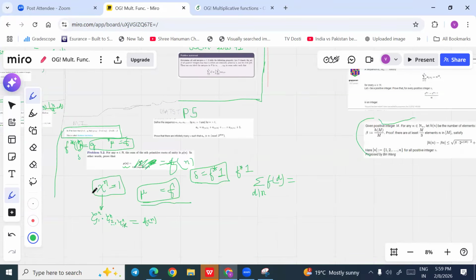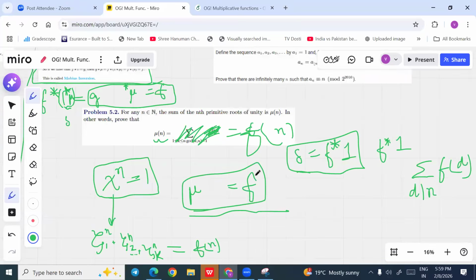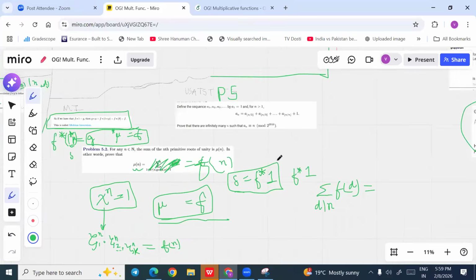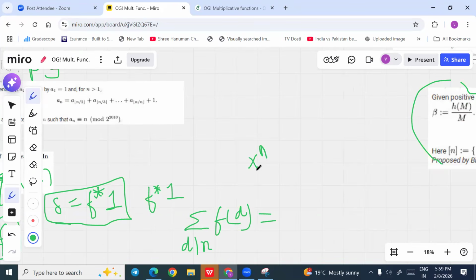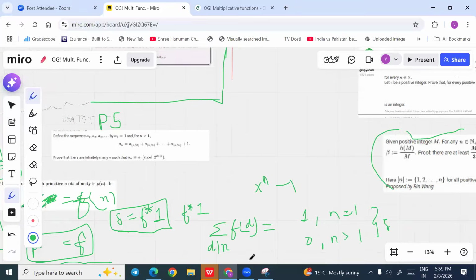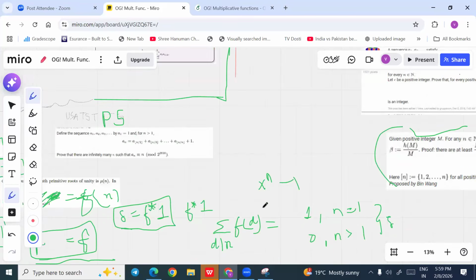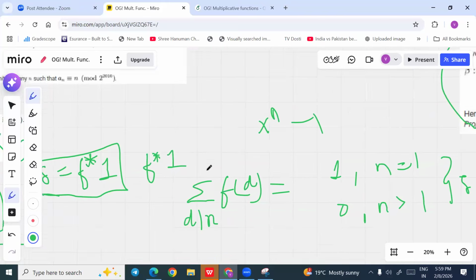Anybody see this? And you like, no, nth roots of unity are all the roots of this equation. So their sum will be 1 if n is equal to 1, and otherwise minus the coefficient of x^(n-1) upon the coefficient of x^n, so it will be 0 if n is greater than 1, and we'll be done. It's basically the delta function only. So you just prove that this is indeed the sum of nth roots, right?